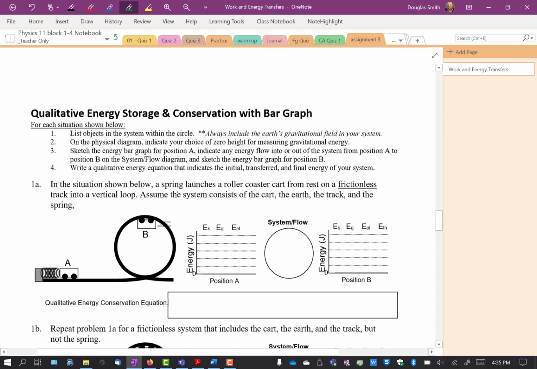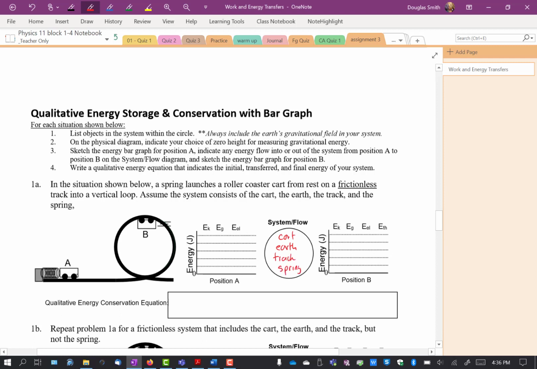So it says here, in the situation below, a spring launcher launches a roller coaster from rest on a frictionless track into the vertical loop. So this cart's going to go down here. And we want to analyze it thinking of position A or time A and position B or time B. Okay, so let's first of all be really clear what's in our system. The questions tell us we have the cart, the earth, track, and spring.